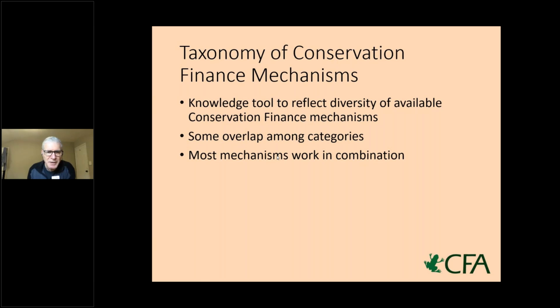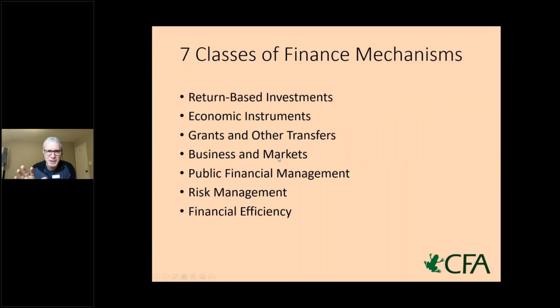But just trying to move forward, the taxonomy is based on 7 main categories here. Return-based investments, which are classic types of capital investments where the investor is seeking a return. Economic instruments, which are often used by governments to incentivize and align incentives between the private sector and the public sector. There's a whole range of them, and Sean will go into them in a little bit. Grants and other transfers, these are classic official development assistance.